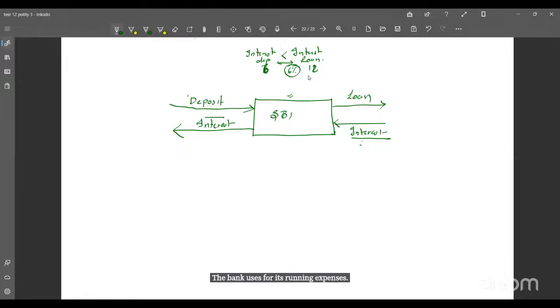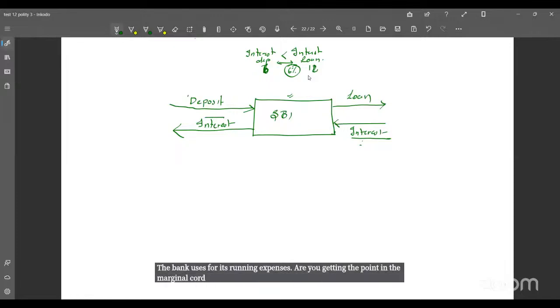Are you getting the point? The amount in this margin is what the bank will use for its running expenses.